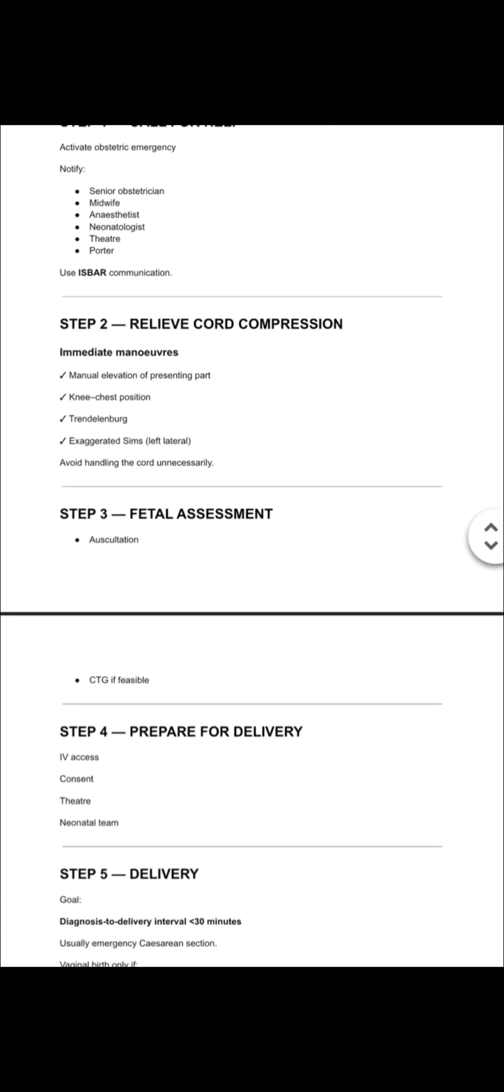Emergency management algorithm. Step 1 is to call for help, like in any emergency. Activate the obstetric emergency: notify the senior obstetrician, midwife, anesthesiologist, neonatologist, theater, and porter. Use the ISBAR recommendation. Step 2 is to relieve cord compression.